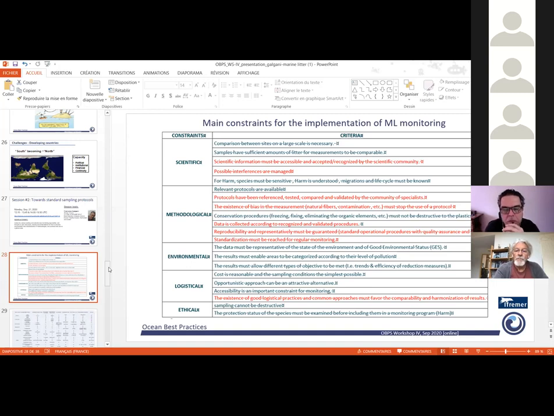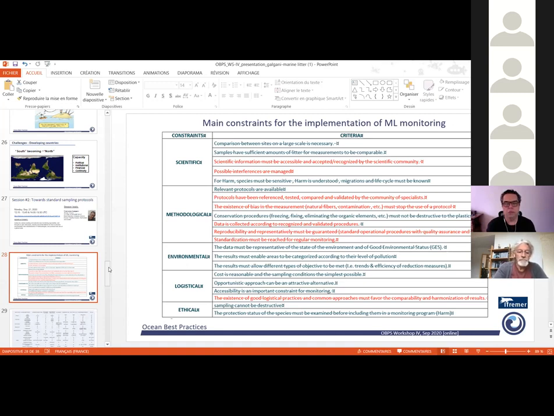And for specific types of indicators, for instance, for ARM, we need to use sentinel species that are sensitive, where ARM is well understood, and diagnostic for pathogenicity is possible, and we must know about different interferences such as migrations and so on.